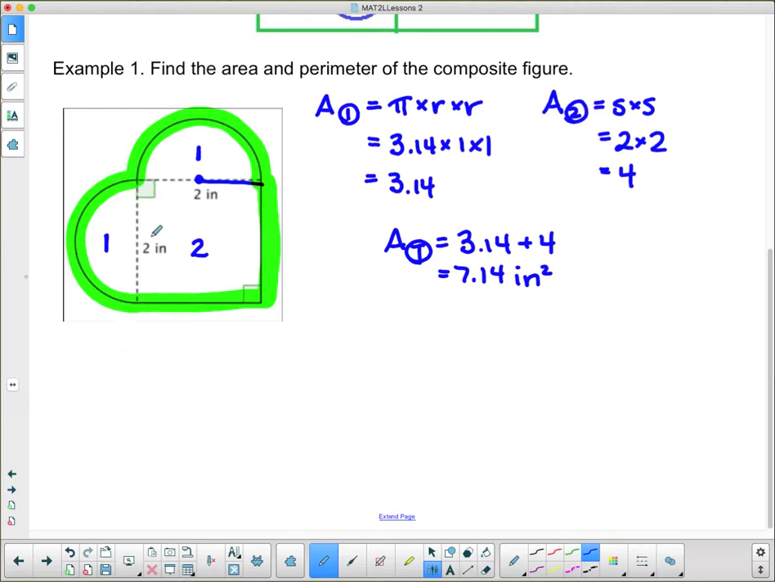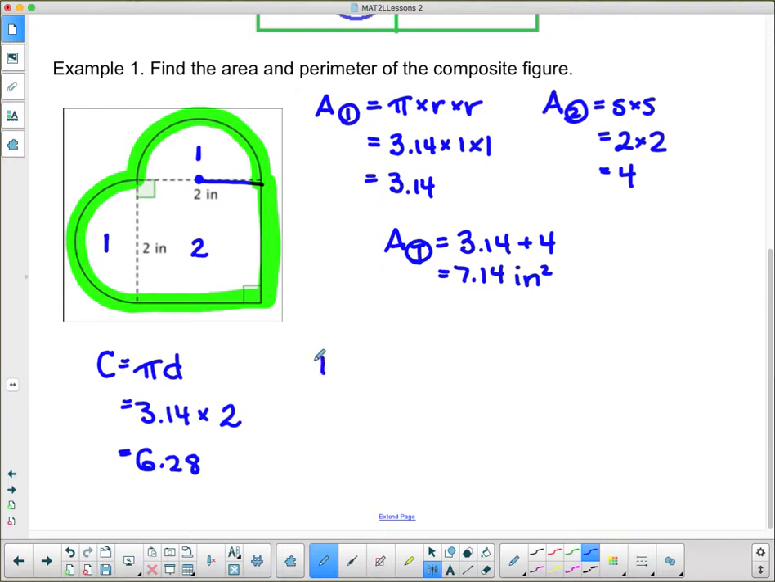So we need to find the circumference of the circle, and it is going to be the whole circumference because we have half a circle here and half a circle here, so 2 halves make a whole. The circumference equals pi d, which is 3.14 times the diameter, in this case 2. And 3.14 times 2 is 6.28. So that's this distance around here. Now we have to add in this side and this side, just those two sides. Remember, this dotted line is not on the edge. Perimeter means all around the edge.